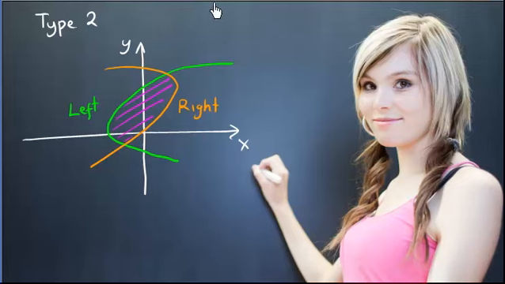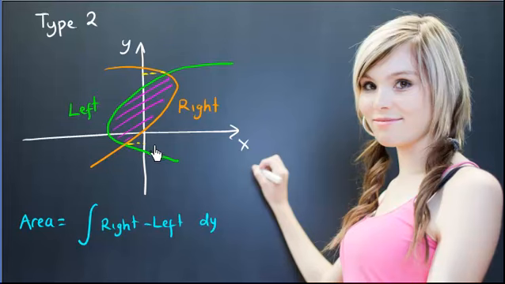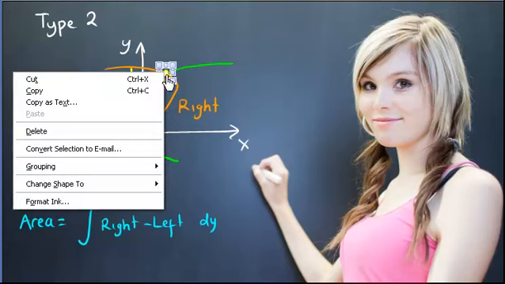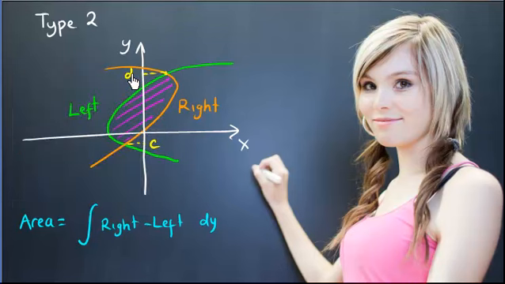And then on this situation, the area is given by right minus left dy, where y runs from, on this case, let's say this is A, maybe use another letter, let's say C, and let's say that intersection point has y value equal to D. So in this situation, we integrate right minus left from C to D.